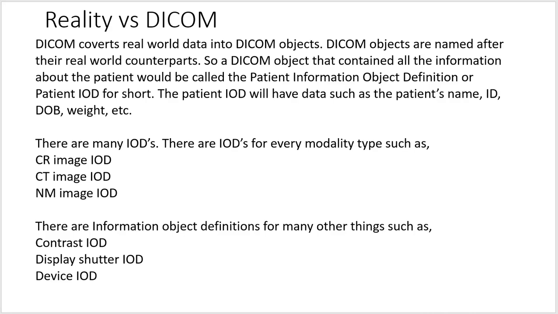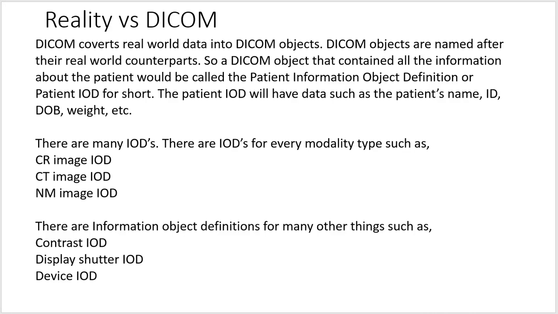So, there's reality and there's DICOM. And DICOM converts real-world data into DICOM objects. DICOM objects are named after the real-world data counterparts. So a DICOM object that contained all the information about the patient would be called the Patient Information Object Definition, or Patient IOD for short. The patient IOD will have data such as the patient's name, identification number, date of birth, weight, etc. And there are many IODs.